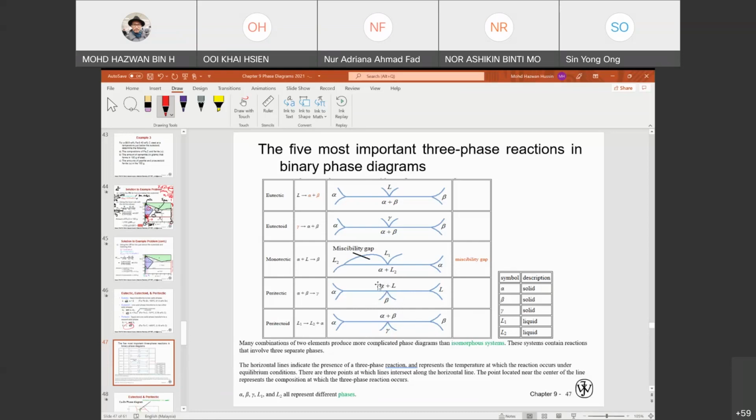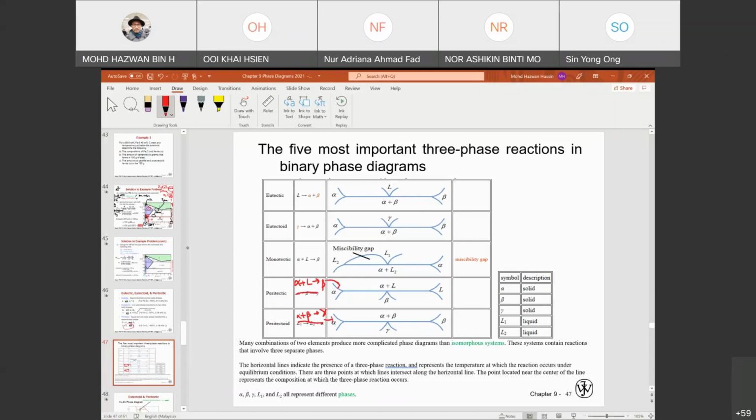This one is actually not correct. It should be alpha plus liquid forms beta. And this one should be alpha plus beta forms gamma, because with peritectoid you have two solids that form one solid. Peritectic, you have a solid and a liquid that form another solid. So this is the definition. The reaction here is wrong. It doesn't reflect the phase diagram shown on the side.